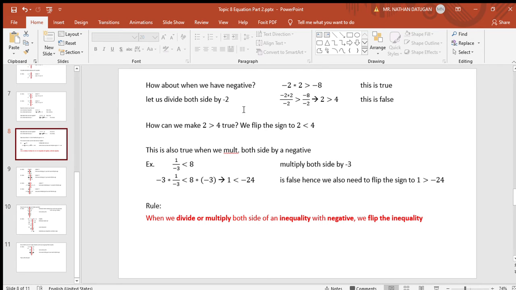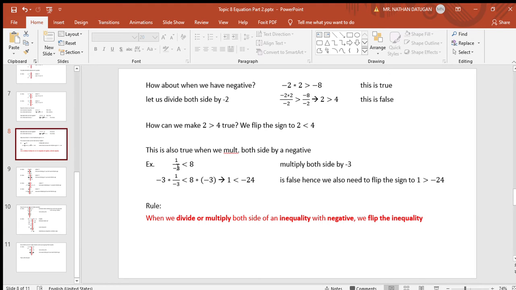So how can we make 2 greater than 4 true? Well, we have to flip the sign, so that instead of is greater than, it's going to be less than. So it's going to be 2 is less than 4. And this is true when we divide by a negative, or multiply by a negative.